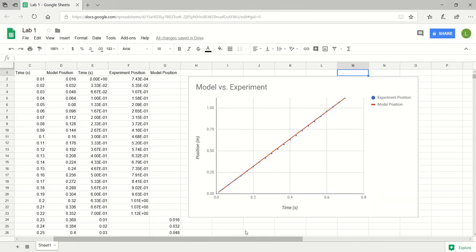I extracted the position versus time data from my experimental model in Tracker and the position versus time data from my predicted model in VPython and compared the results in one position versus time graph. The solid red line represents the predicted positions, and the dotted blue line represents the observed positions of the ball at various times.